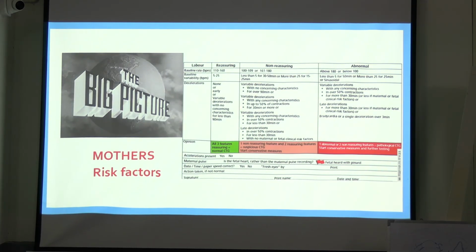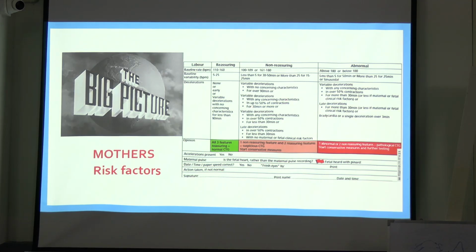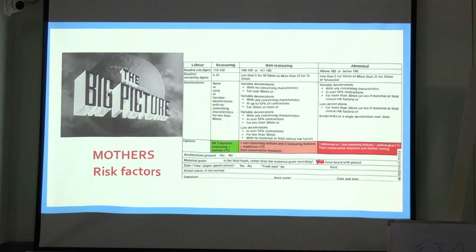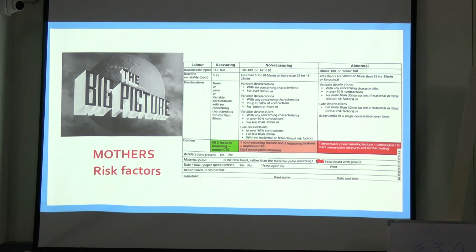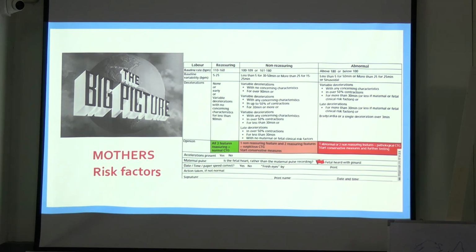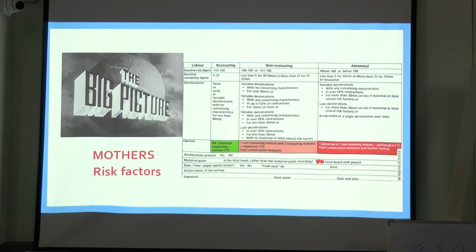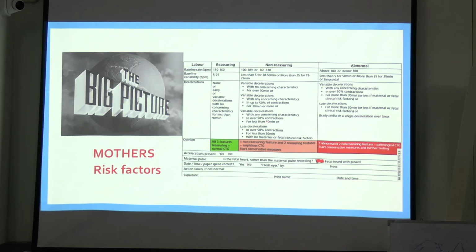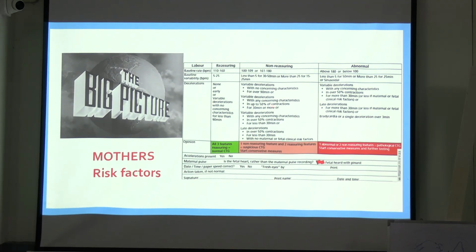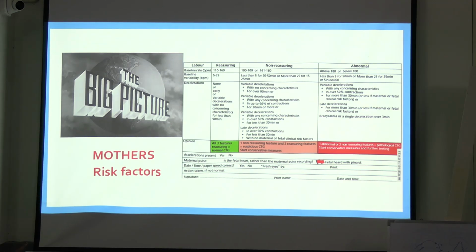Variable deceleration with any concerning characteristic in up to 50% of the contractions. Like 6 contractions occur, and variable deceleration occurs only in 3 contractions, and for 30 minutes or more. So that will be under non-reassuring category. Variable deceleration with any concerning characteristic in over 50% of contractions for less than 30 minutes. If there is no concerning characteristic for more than 30 minutes, then it will come under non-reassuring.